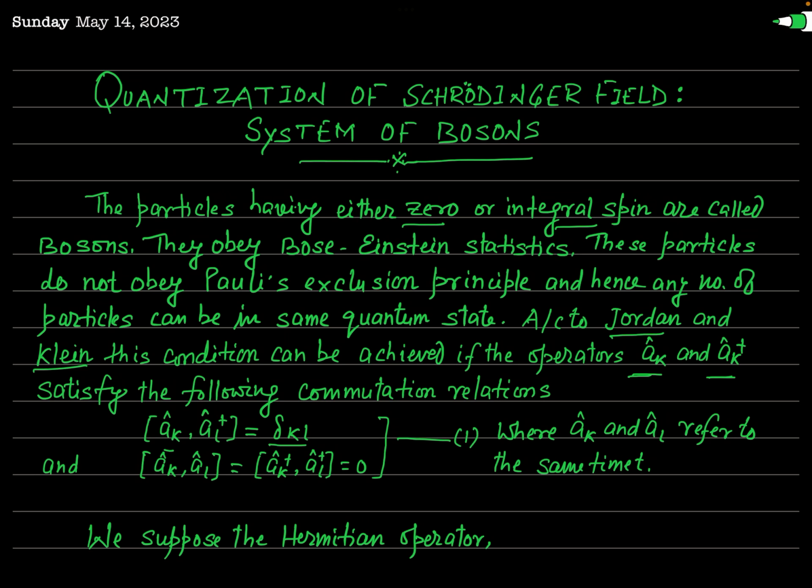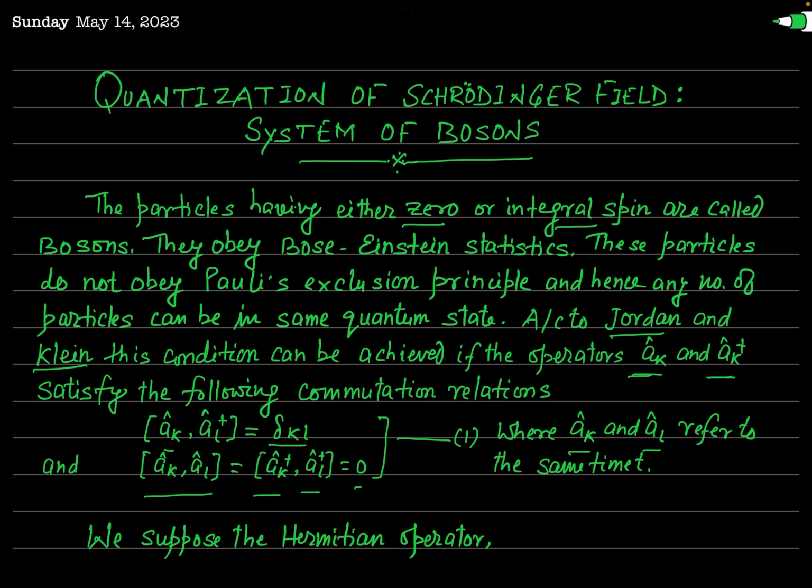At the same time, these operators also obey commutation rules such that the commutator of ak hat and al hat is equal to 0. Similarly, the commutator of ak hat dagger and al hat dagger is also equal to 0. Here these operators refer to the same time t.